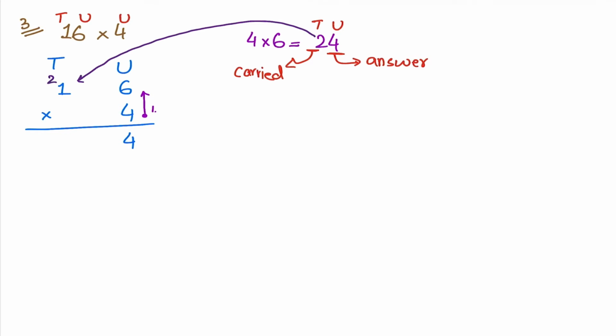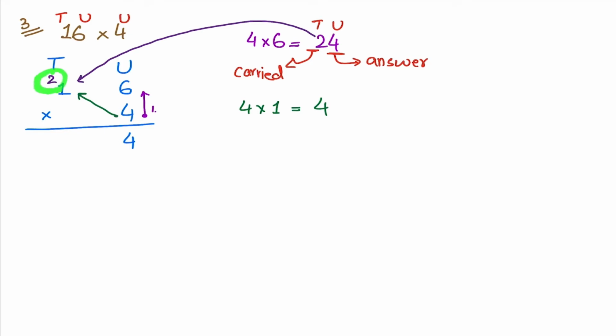The second step is the unit digit at the bottom will be multiplied to the tens digit at the top. So 4 will be multiplied with 1. 4 times 1 is 4. Now what will we do with the number that is carried?